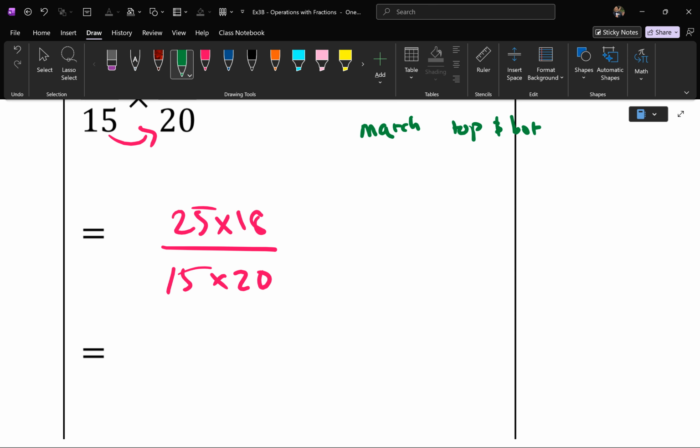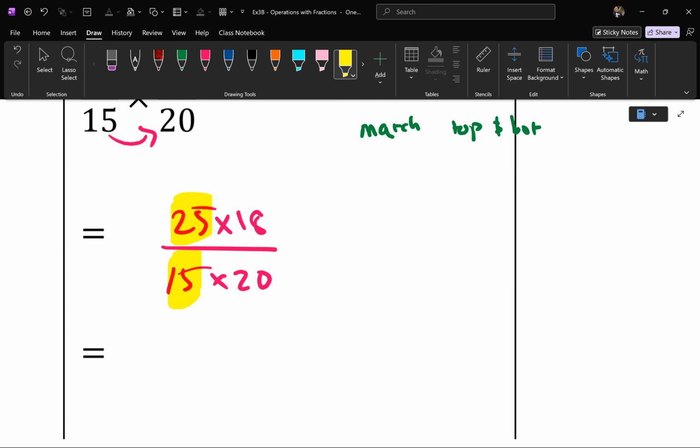But we want to find 2 numbers, one on the top, one on the bottom, that has a common factor. Which 2 numbers can you already see? Let's go with 25 and 15. That is 1. And there's many ways you can do it, okay? So it doesn't matter which way. You could have done 25 and 20 as well. You could have done 18 and 15. It actually doesn't matter. You just pick 2, one top, one bottom, that has a common factor.